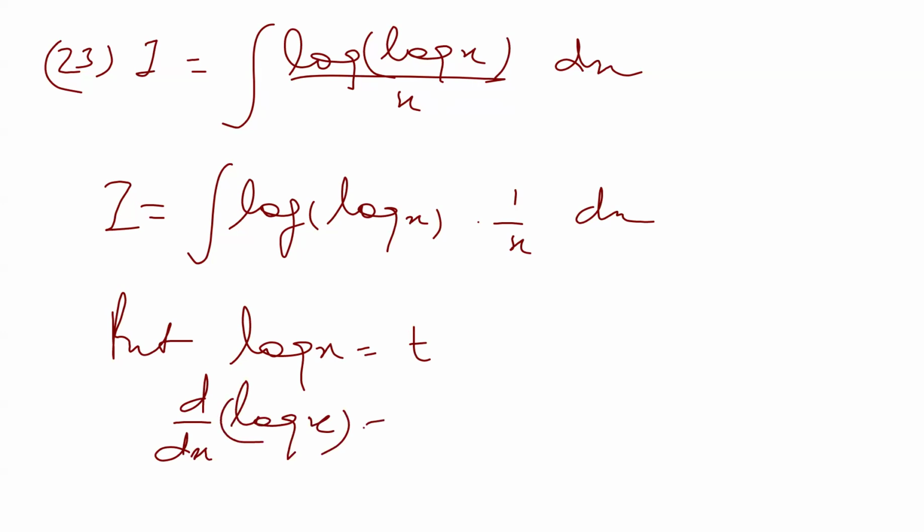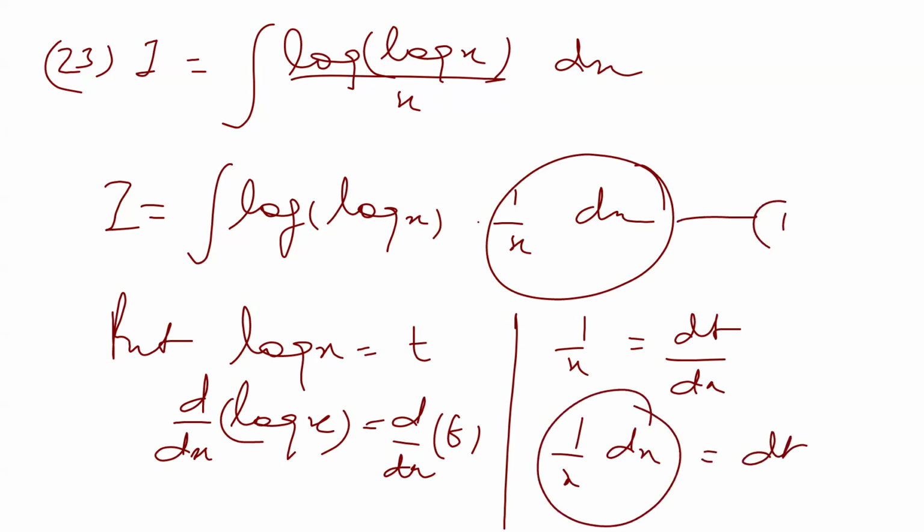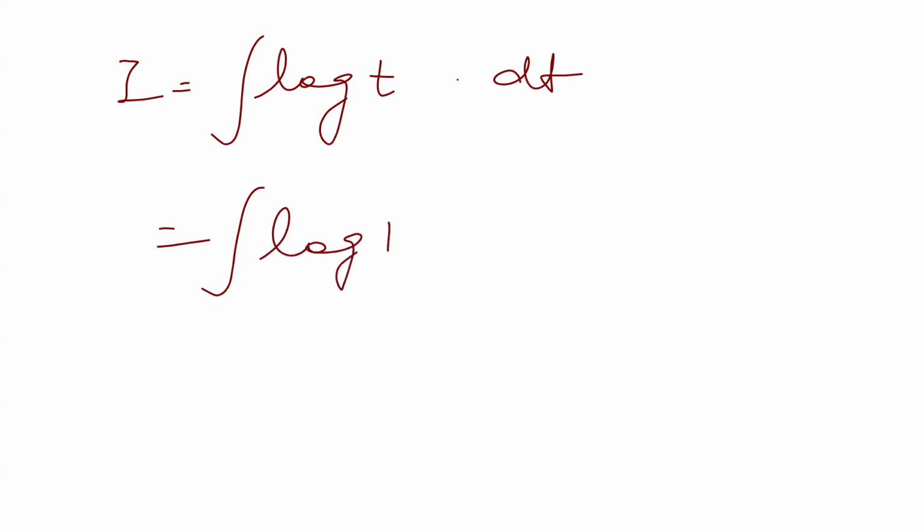d by dx of log x, d by dx of t. So 1 upon x is equal to dt by dx. So 1 upon x dx equal to dt. Okay. So in equation number 1, this is going to be dt and this is going to be t. So integration of log t into dt. So log t into 1. Now you can solve this. We have discussed this earlier also. Fine. Let's go to the next problem. Question number 24.